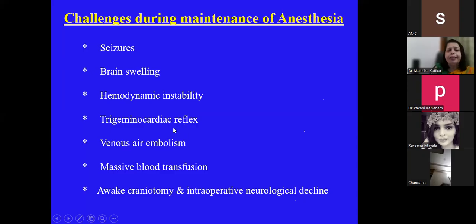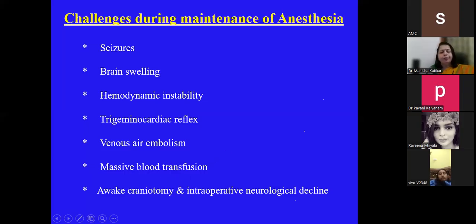The patient might get bradycardia, the trigeminocardiac reflex, if there is stimulation of the trigeminal nerve. Venous air embolism is an important complication. Especially in posterior fossa surgeries, a sudden fall in EtCO2 and sudden hypotension, you must suspect it, especially when the dura is exposed, the veins are open, and the surgeon is dealing with a tumor. If you get such complications, your patients might need massive blood transfusion.